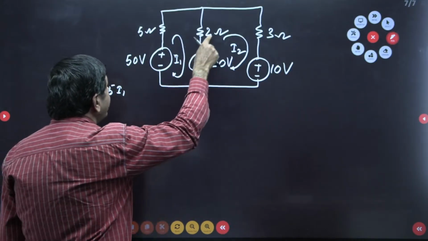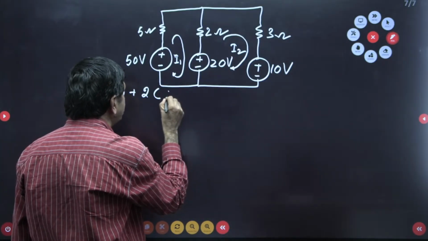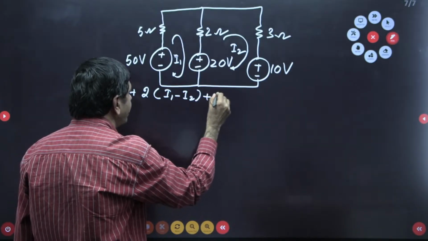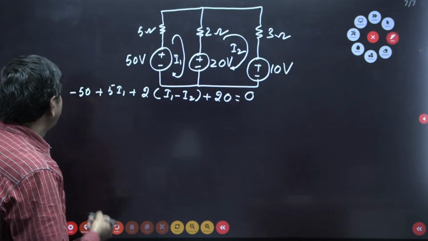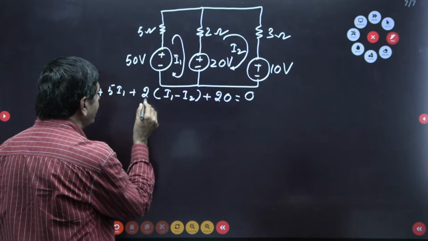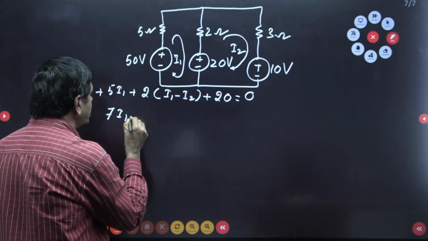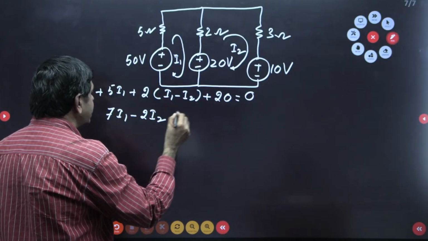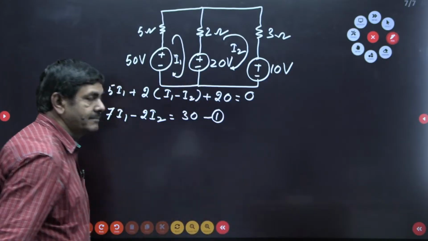So plus 2 into the current passing this side, I1 minus I2. Going this side, plus 20, equal to 0. Now add the I1 terms: 5I1 and 2I1 give 7I1. For I2, I get minus 2I2. And minus 50 plus 20 is minus 30, which on going to the other side becomes 30. This I take as equation number 1.